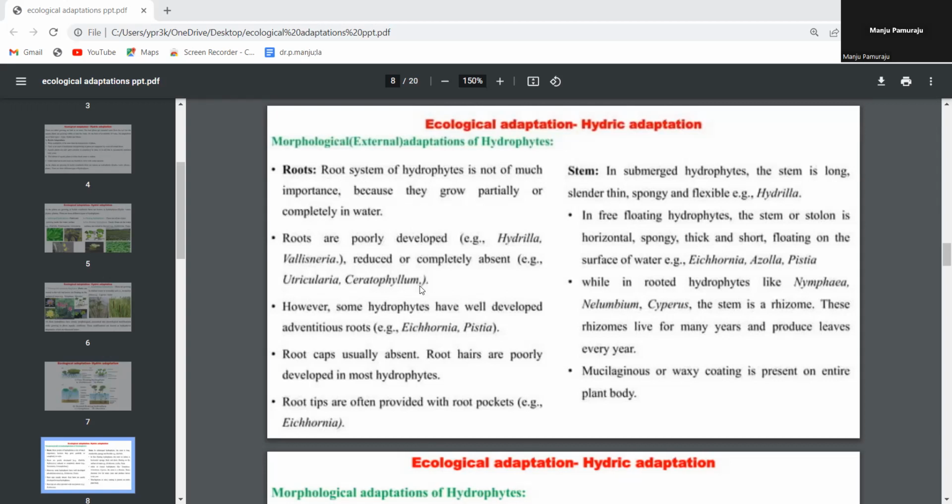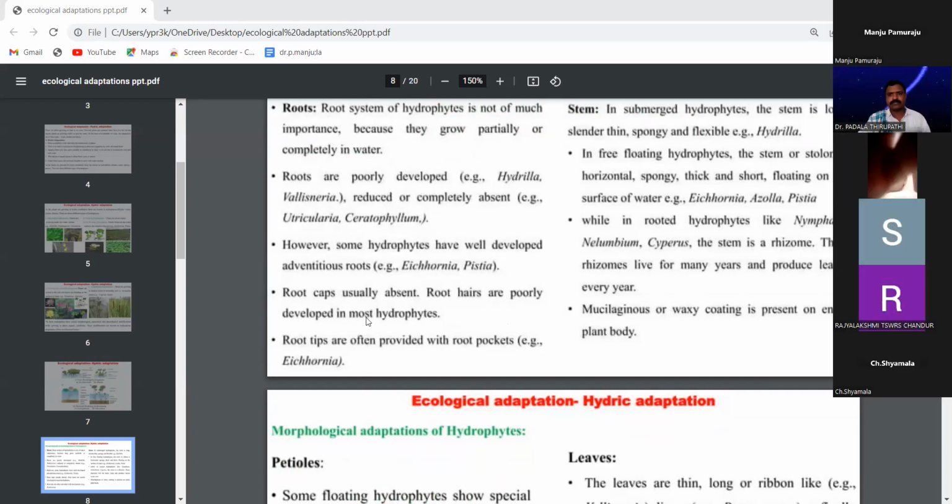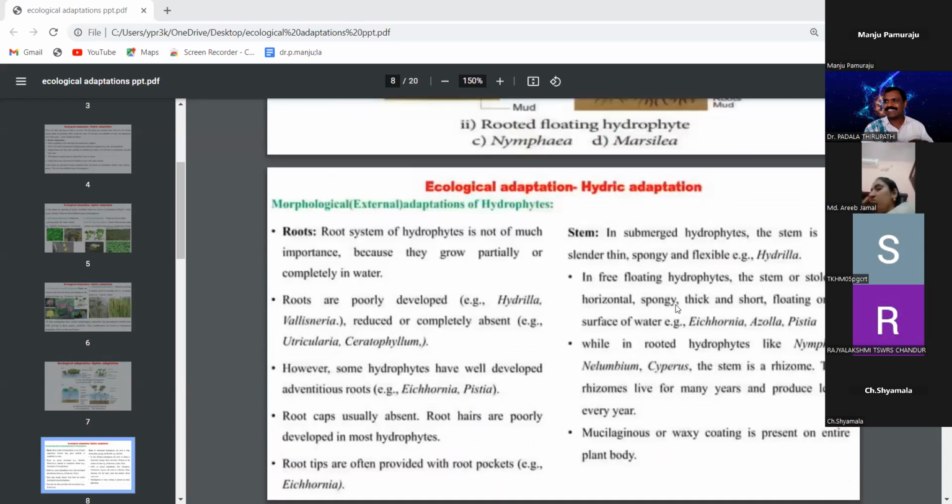and Ceratophyllum. However, some hydrophytes have well developed adventitious roots. Even though the root system is generally poorly developed in hydrophytes, well developed adventitious roots are seen in Eichhornia and Pistia. The root cap is usually absent and root hairs are poorly developed in most hydrophytes. Root tips are often provided with root pockets, which mainly protect the roots. Root pockets are seen in Eichhornia. Next one is the stem.